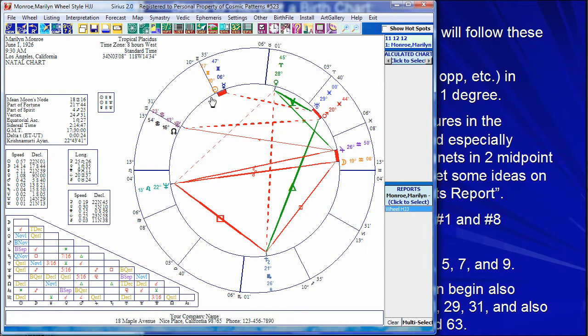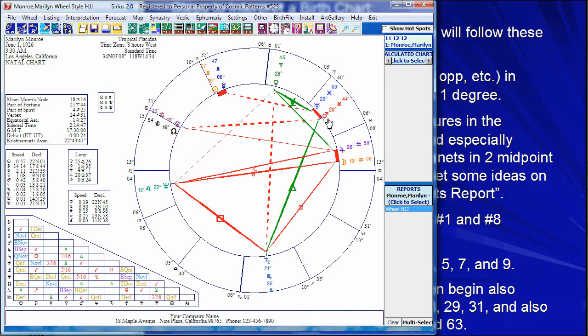I'm in the Series 2.0 software. I'm looking at the chart of Marilyn Monroe. This wheel style is not the prettiest wheel style in the world, but it's very helpful for vibrational astrology. We have a big ring here. We can see the aspect lines very clearly. These dashed lines are minor aspects. We're not concerned with those right now.